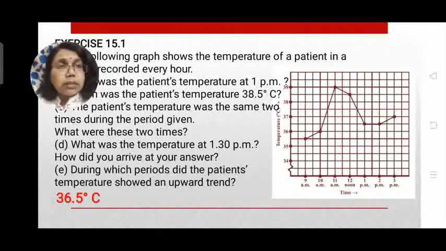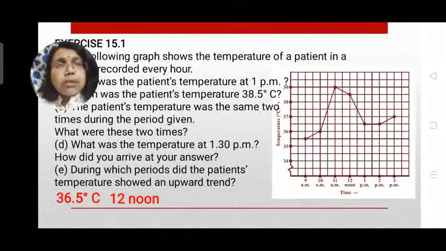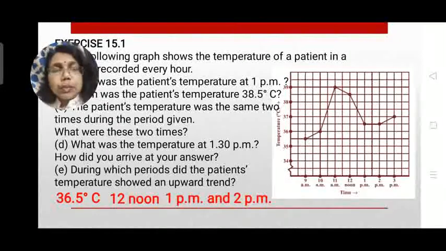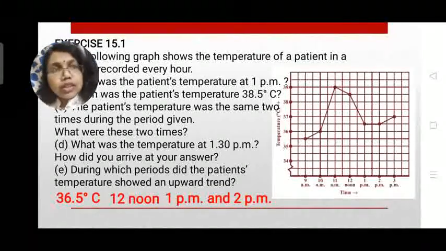When was the patient's temperature 38.5? Where do we see the point between 38 and 39? That is at 12 noon. The patient's temperature was the same two times during the given period. Two times we could see the point at the same point on the y-axis. Now when was it? It was at 1 p.m. and 2 p.m., wherein the temperature was 36.5 degrees Celsius.